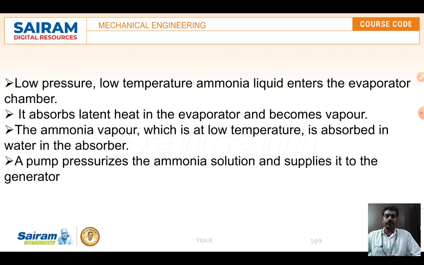But in this case of vapor absorption system, that compressor area is removed. So first of all, imagine that the liquid enters the evaporator chamber. When the refrigerant enters the evaporator chamber, it absorbs the heat from the area and then it becomes a vapor. So that is the ammonia vapor.